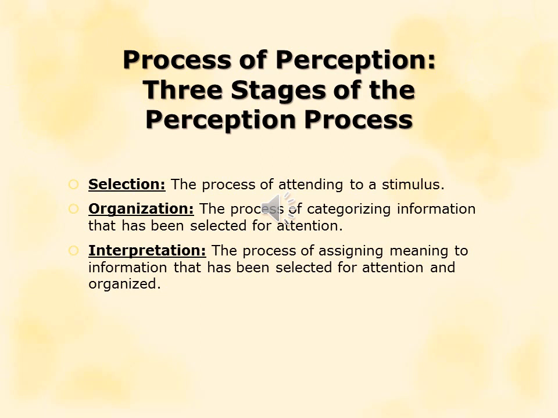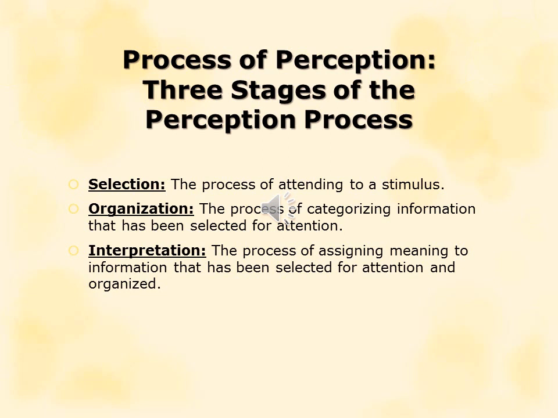So let's go back to the example of the half glass of water that the guy and the lady were looking at there. If someone were to walk into a room and see the half glass of water, that would be selection. They are attending to a stimulus. They are identifying something of interest in the room. They are focusing on that. The organization process is the process of categorizing the information that has been selected. So the organization process would be looking at the glass and identifying it as one half glass of water. That is an objective appraisal, just the factual part of this.